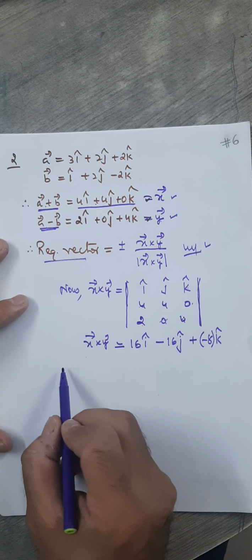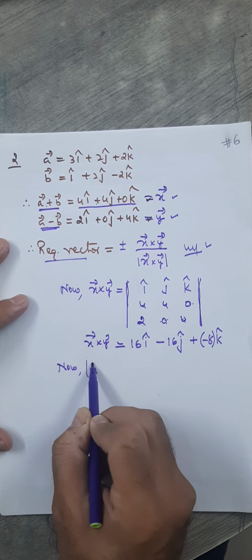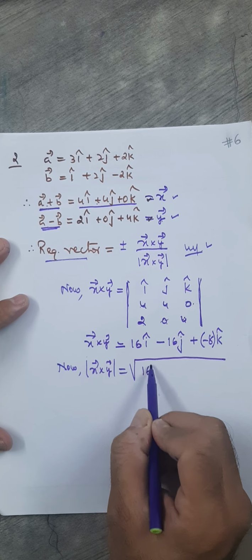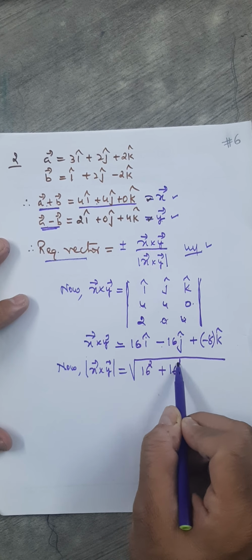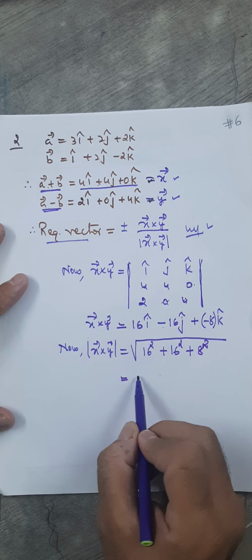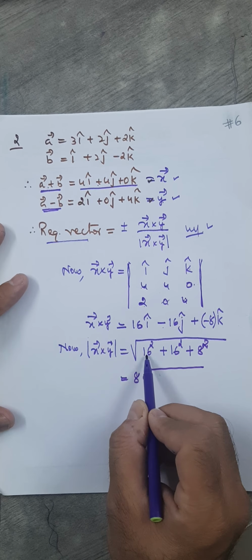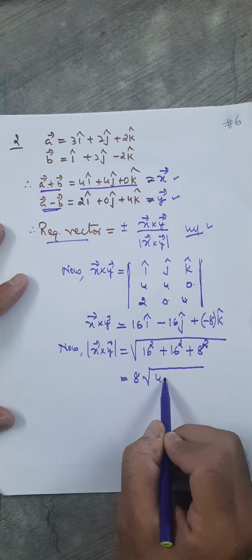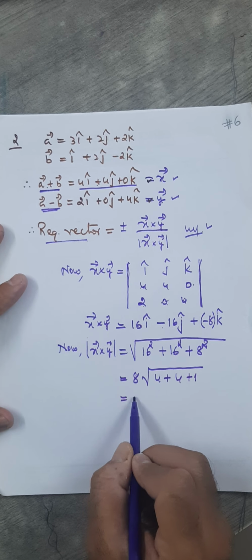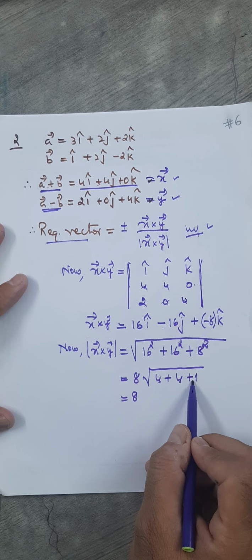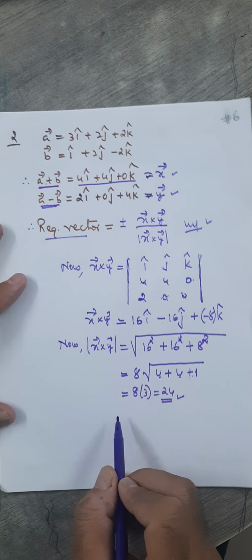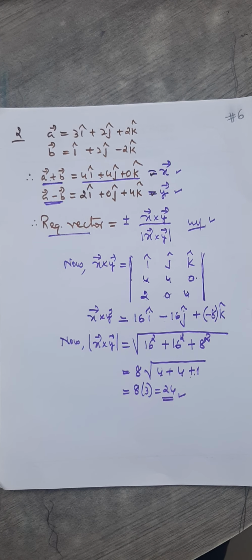Now we get their magnitude. So now let's find the magnitude of these two vectors, which we required. So 16 square, here also 16 square, and here we have 8 square. You can take 8 square outside, so it will come as 8. So here you are left with 2 square, which is 4. Here you are left with 2 square, which is 4. And this is just 1. So we'll get 8 into 4 plus 4, 8, 9. So it is just 3. So we'll get 24. That's their magnitude.